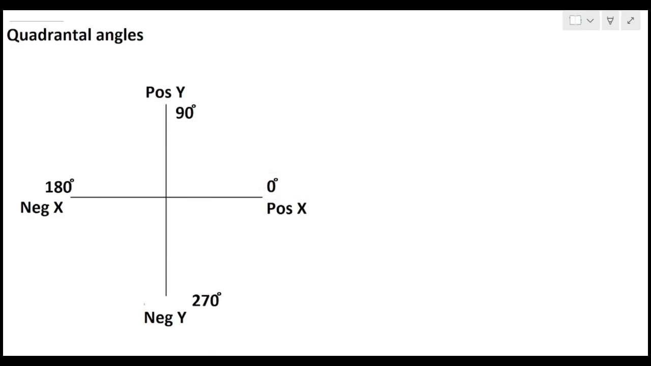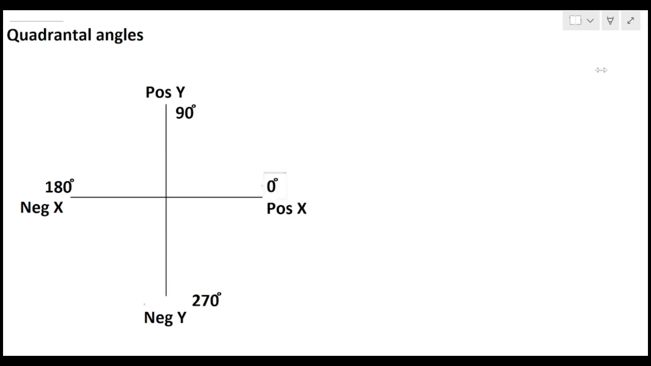Now what are quadrilateral angles? If the terminal ray represents these 4 points which I have stated, 0 degrees, 90 degrees, 180 and 270. So if the terminal ray of an angle in the standard position coincides with any of the x or y axis, then it is called a quadrilateral angle.